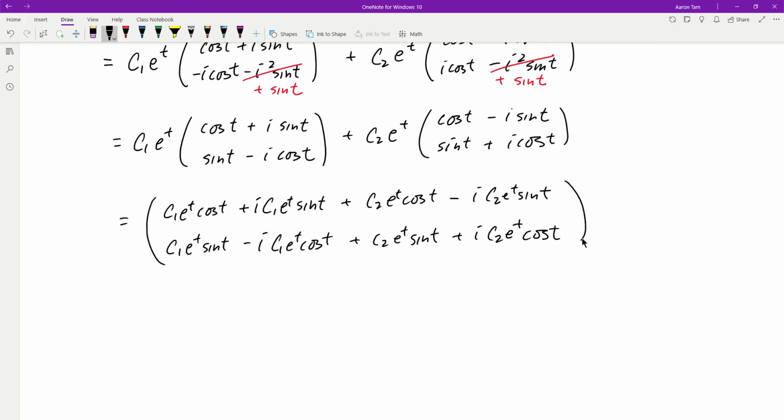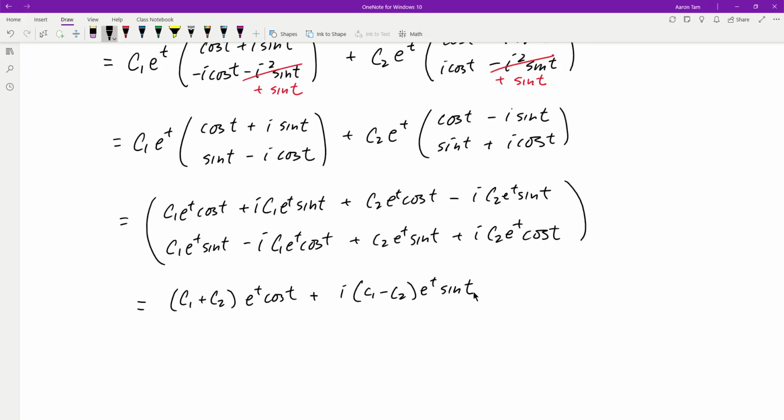So now it's just a matter of combining things together. If I look at the e to the t cosine t, I notice I actually have C1 plus C2 times e to the t cosine t. And then for the e to the t sine t, what I have is, I guess I would say, plus i times C1 minus C2 times e to the t sine t.